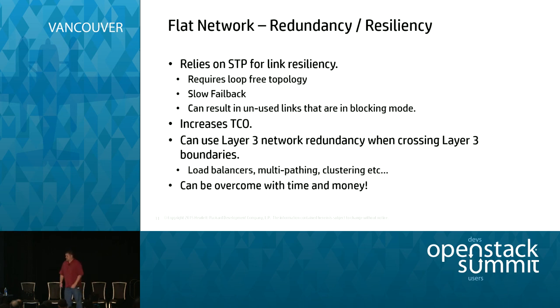One of the advantages of flat networks in redundancy is that it can use some layer 3 features for crossing boundaries, things like load balancers, multi-pathing, dynamic routing, clustering. All that stuff's layer 3 and works really well with IPv4. You're not going to have a limitation there. But it's important to know it happens at boundaries typically. There are alternatives, but typically at boundaries. Now, most of this can be enhanced or overcome with time and money, like anything else. This is kind of background. If you want to spend time and money, you can shore this up. But there are other protocols that don't have these problems to start with, so let's take a look.